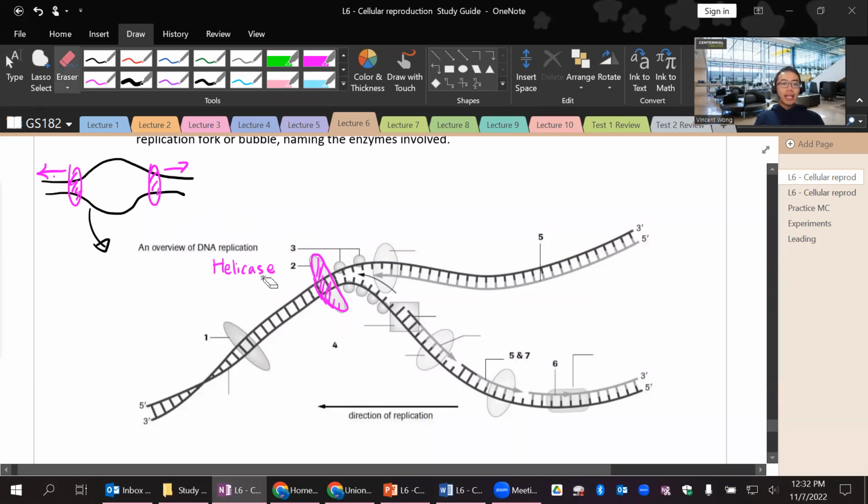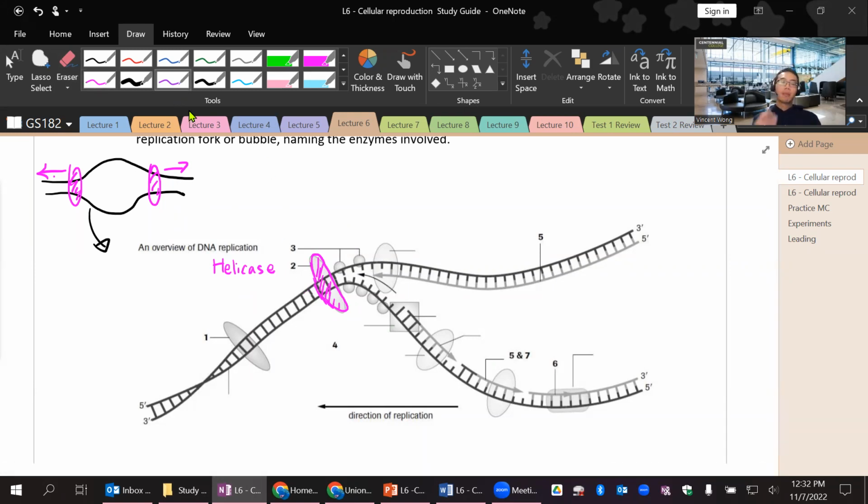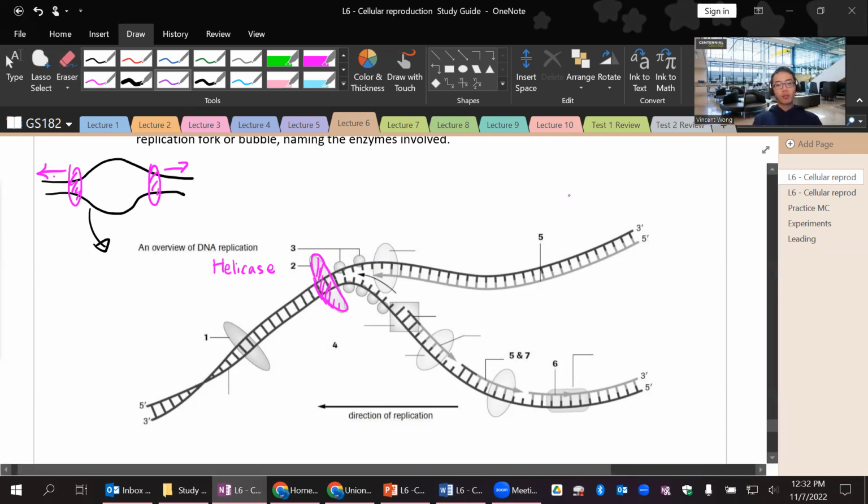Now, as the helicase is unzipping the DNA, it is going to create a bit of tension that builds up within the DNA double strand. And we must relieve that tension to prevent DNA from breaking apart. And that will be the job of this enzyme right here, this particular protein. As helicase unwinds, this one is going to relieve the tension. Does anybody remember the name of this enzyme?